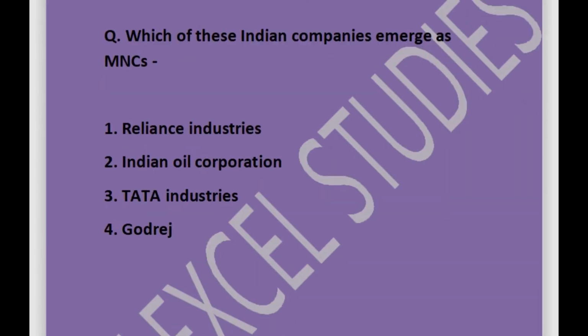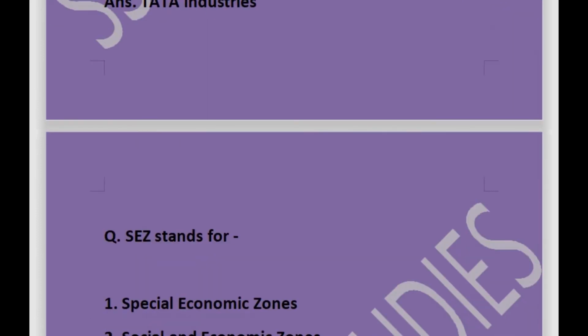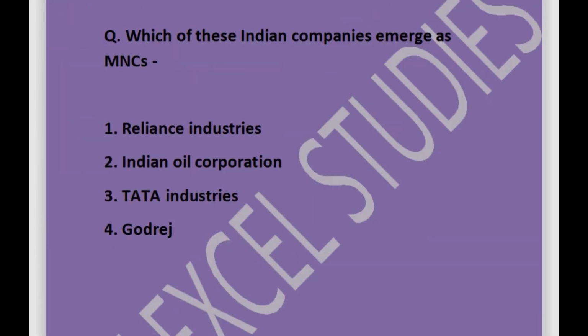Next question is: which of these Indian companies emerged as MNCs? Options are Reliance Industries, Indian Oil Corporation, Tata Industries or Godrej. Answer is Tata Industries. All these are Indian industries, out of which only Tata Industries emerged as an MNC.